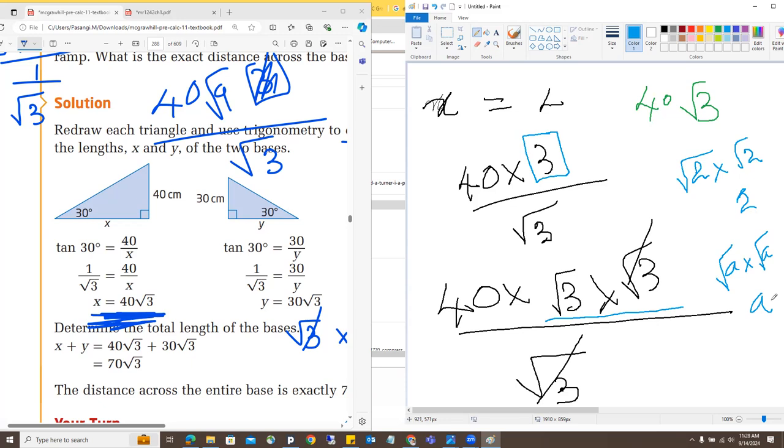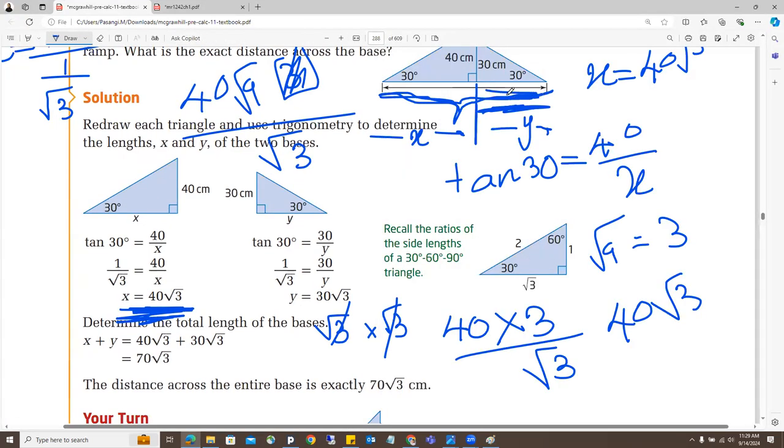Nothing new, right? Then we can cut and cancel one square root 3. Then the length of x we have as 40 square root 3. But this method is kind of a lengthy one, so we can take that value simply, in the simplest format. Now find the other part, the y part, this other half, try to find out that half also. And then to get the total length, you need to add these two.